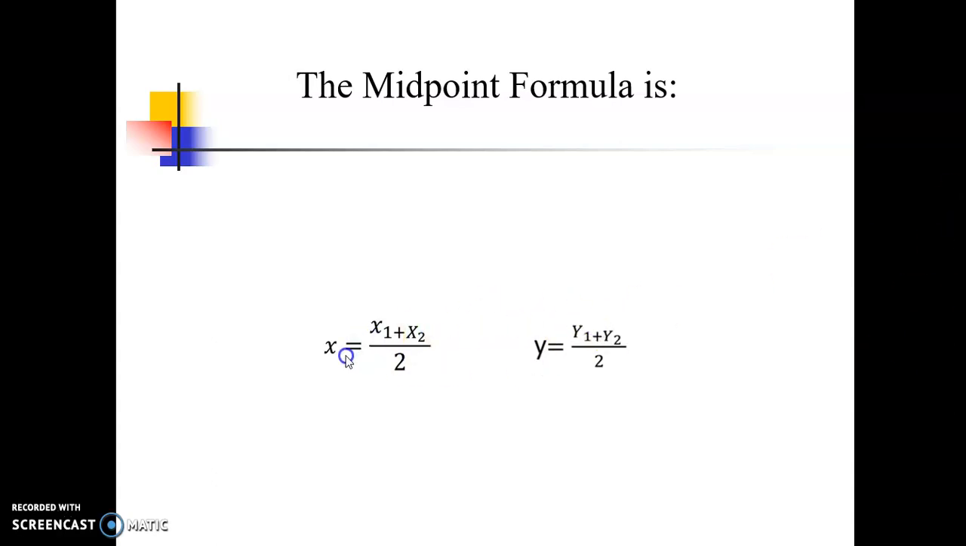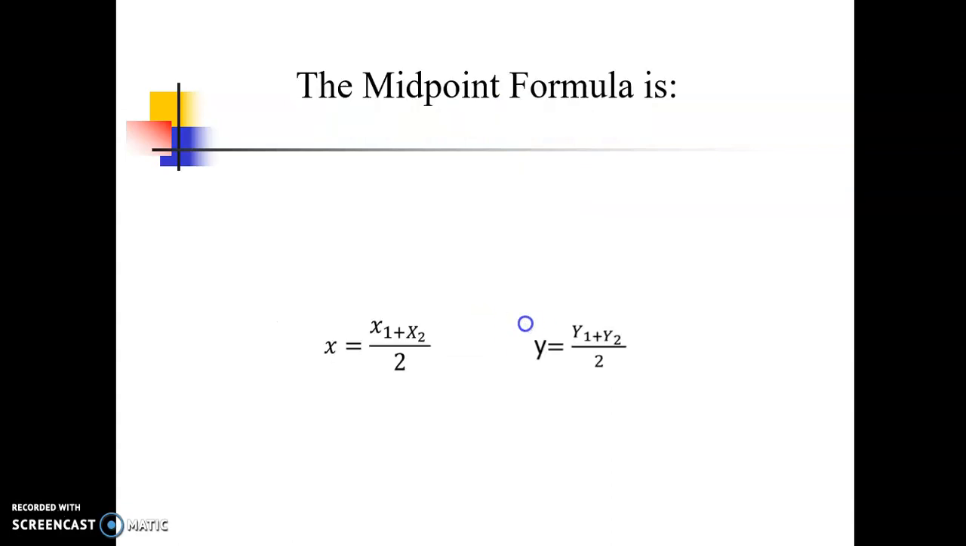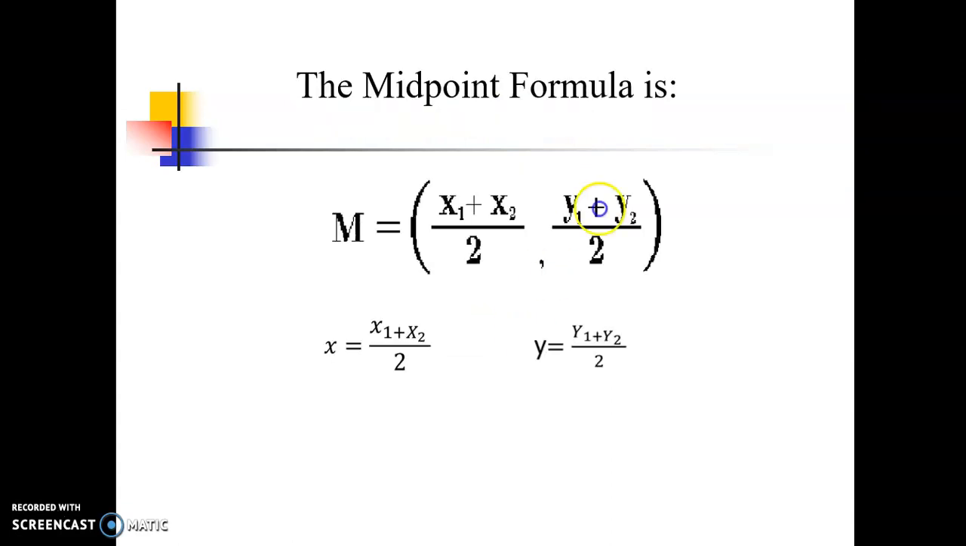Ang midpoint formula ay pwedeng itong dalawang to, this is for the x-intercept and for the y-intercept, or simply as this. Ayaw pang mag-next. Anong nangyari? So, ayan. So, the midpoint formula is this.